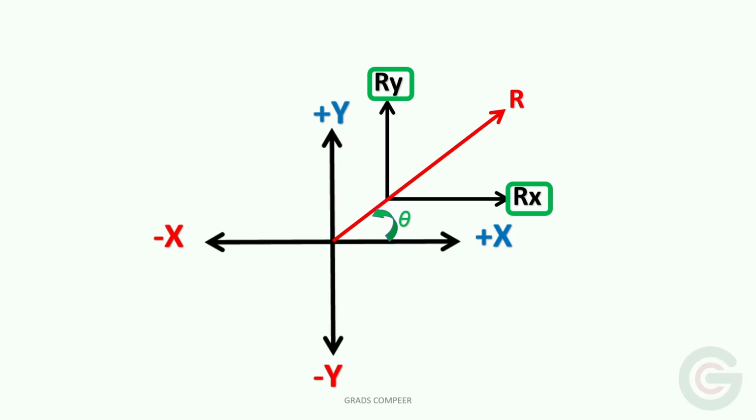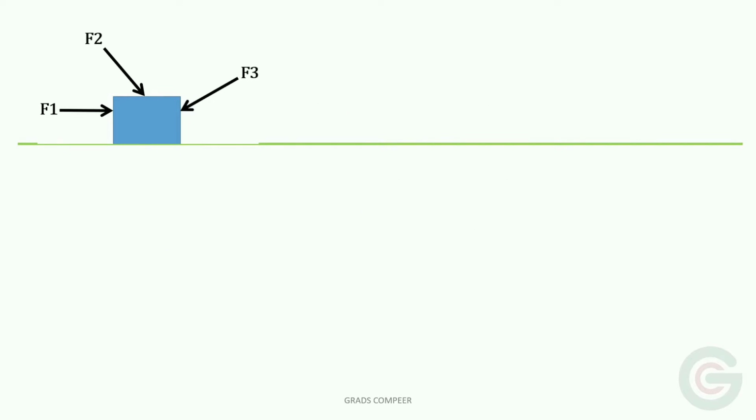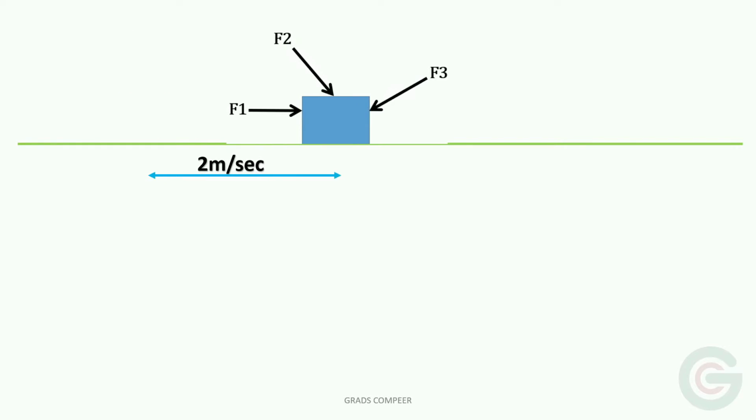Now let us understand another aspect of the resultant force which is very important. Let us consider an object resting on a surface acted upon by three forces, and let R be the resultant of these three forces. These forces acting on the object will produce an effect on the object, and let's say that these three forces move the object a distance of 2 meters in 1 second. That is the effect of these forces on the object.